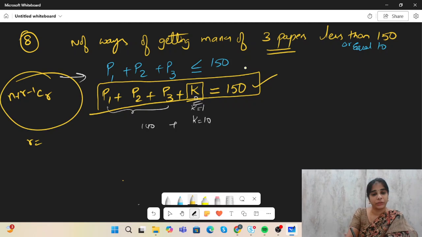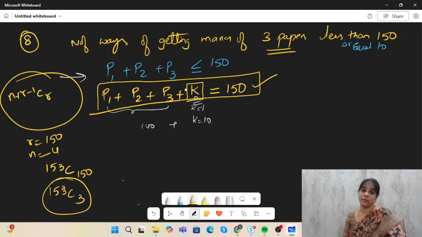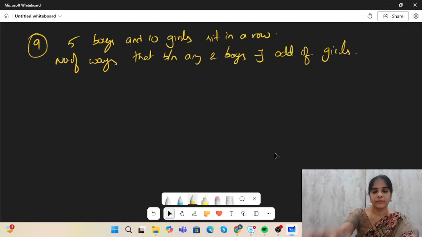What is R? R is 150, obviously my right hand side. My N is how much? I have 4 papers now, 1, 2, 3, 4. So my N equal to 4. So what's my final answer? N plus R, that is 154, minus 1, that is 153 CR, that is 150. Which is the same as writing 153 C3, isn't it? 153 C3, because NCR is NC(N minus R). So many times I am using this, so please get habituated to this. Understand? Now going for the next question.